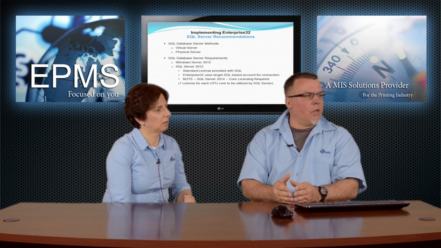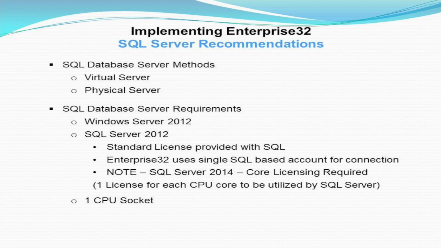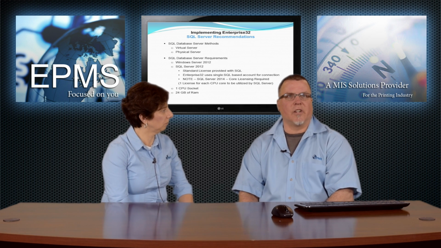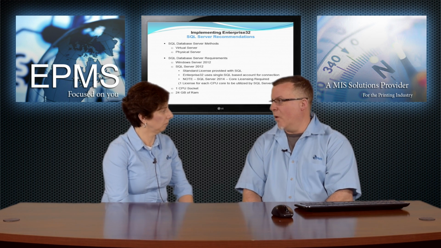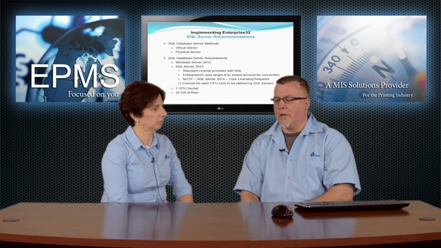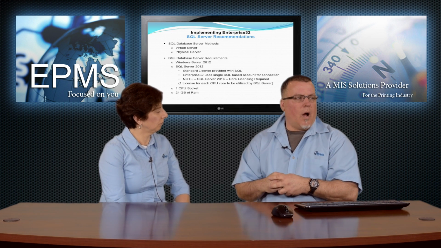So the next part of it is the CPU socket. Having at least one CPU socket is recommended. 24 gigs of RAM is a minimum. My philosophy on this, and I think any computer geek would agree, is the more memory, the better. You have to think about growth.